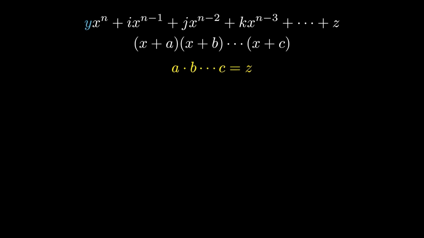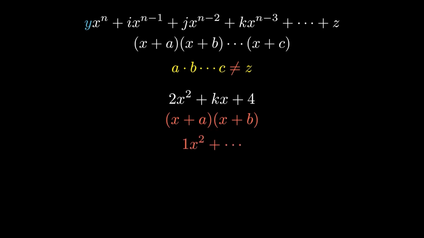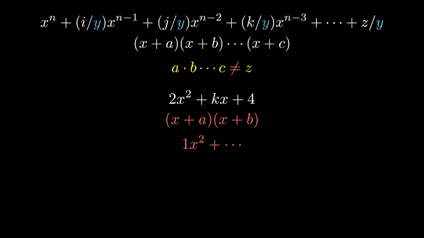And what if the leading coefficient is not 1? It won't exactly work. For example, in a quadratic, if we have some 2x squared plus kx plus 4, then the factor form is never in this form. If it was, then it would lead to a leading coefficient of 1. So we divide the polynomial by its leading coefficient and we obtain the following. You're allowed to divide it because dividing an equation by a constant doesn't change its roots. Then the product of the roots with opposite signs is z divided by y. This is the intuition behind the rational root theorem.